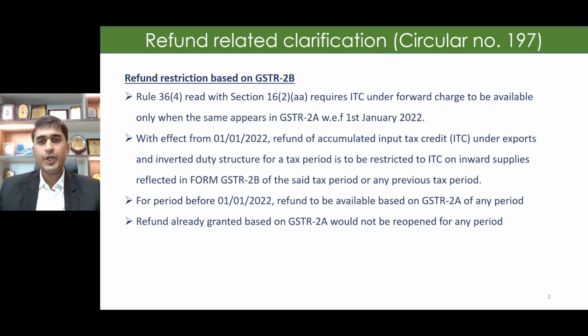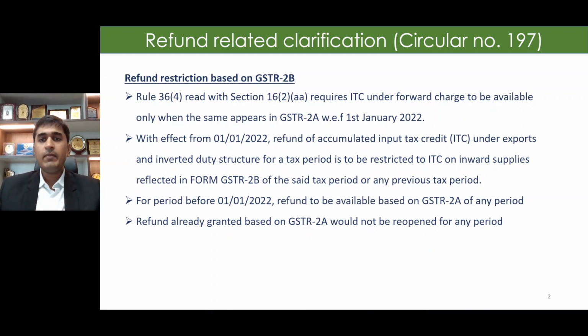Before 1st of January 22, it was already clarified that refund would be eligible only if the invoice was appearing in GSTR 2A. Now, it could appear in GSTR 2A of any period, any past period, current period, or subsequent periods. However, from 1st January 22, the condition is that ITC itself would be only eligible if the invoice first appears in GSTR 2B. So, if the invoice is appearing at a later date in GSTR 2B, the refund has now been restricted.